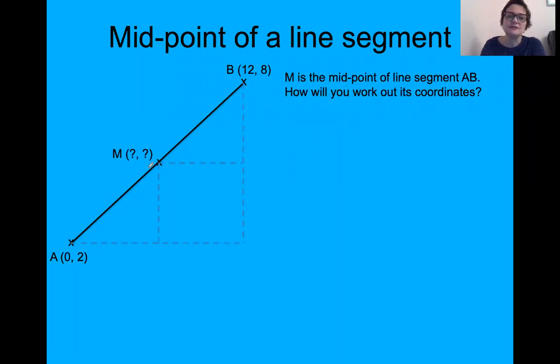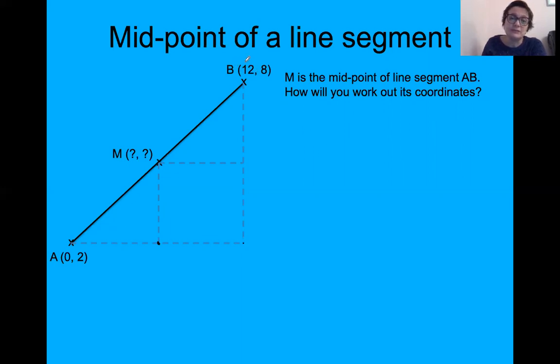Can you see the middle point here, the x coordinate? The x is going to be halfway between both the x's. This is the x for B, which is 12, and this is the x for A. This is the x for M. And if you see, the x is right in the middle between these 2 points, 0 and 12. So how do you find the x coordinate of M? We take 12 take away 0.